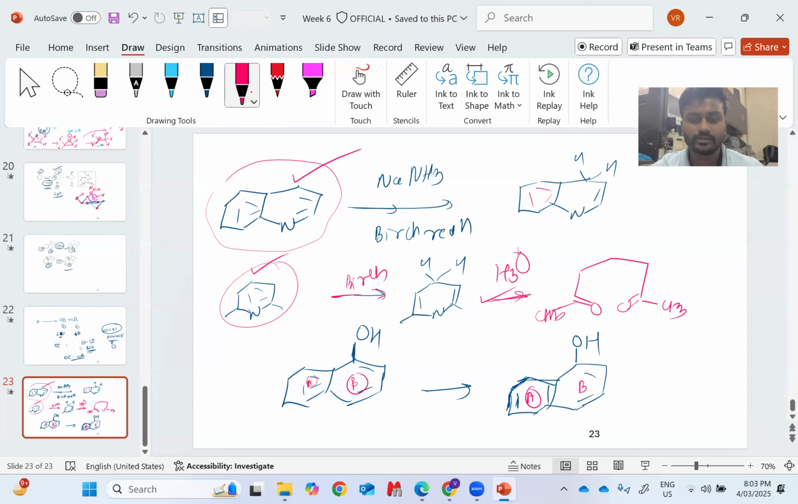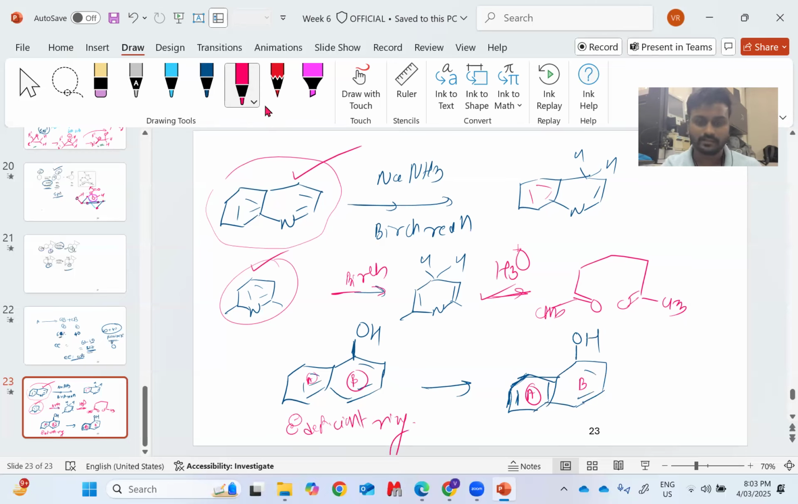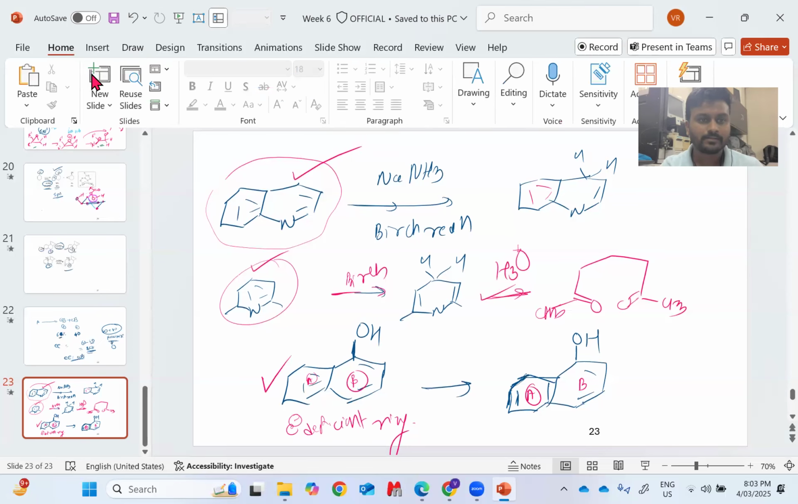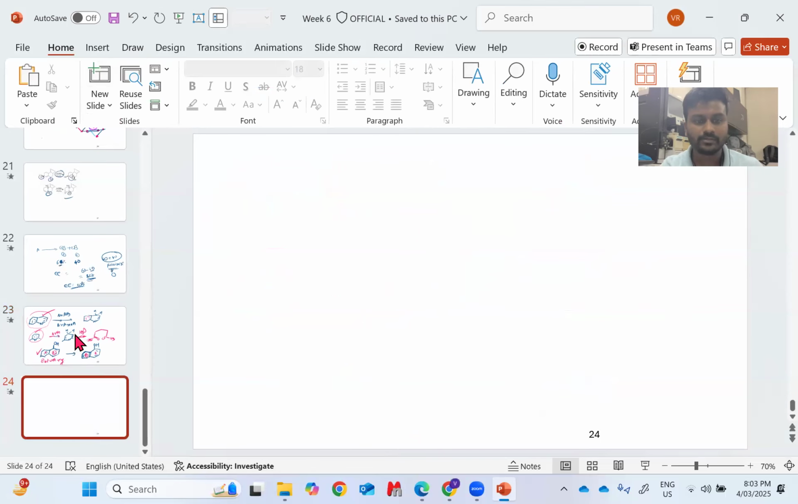Because the A ring was the electron deficient ring, that's why the reduction occurs on the A ring, and this is the product formed in this case. So these are some examples that you should remember, of how this Birch reduction occurs in different cases.